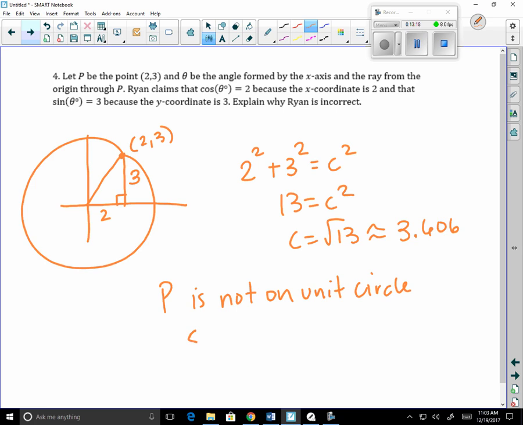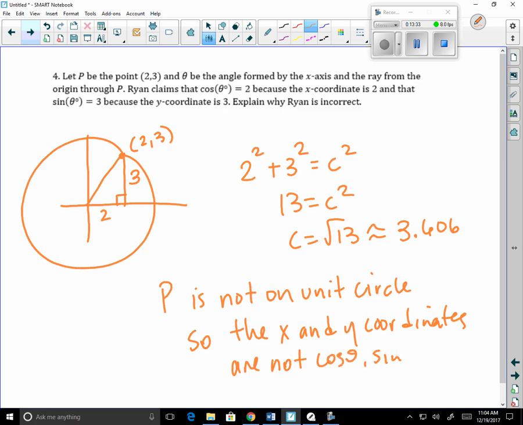So the x and y coordinates are not cosine and sine. Now, to make it so that they are, what we could do is divide each of these values for x and y by the hypotenuse. Because if I divide all of the sides by the length of the hypotenuse, I'm making it so that it is a unit circle. So let's do that as an extension kind of thing.